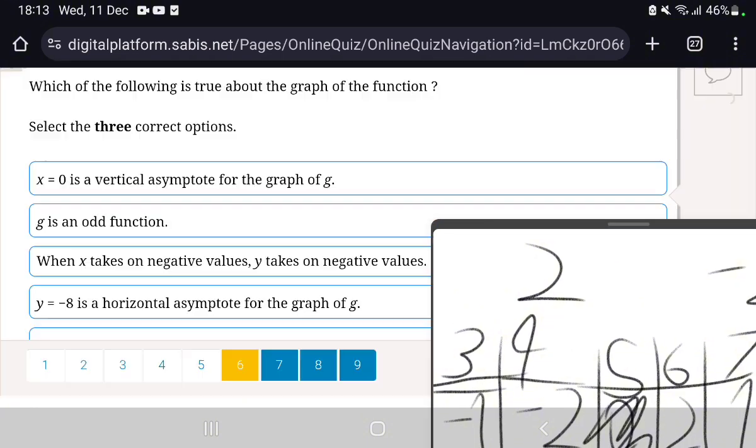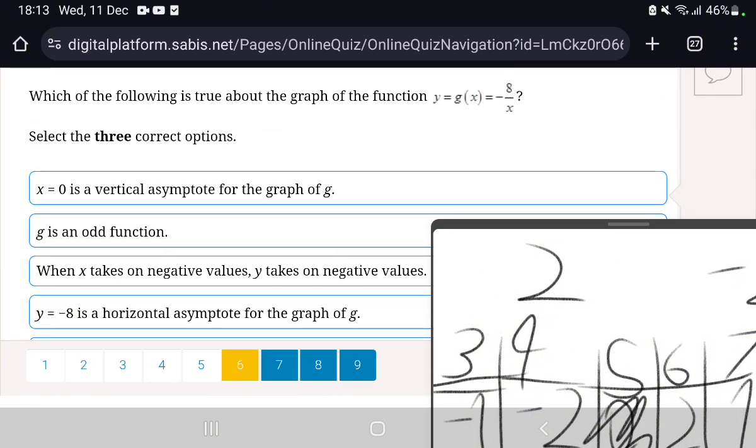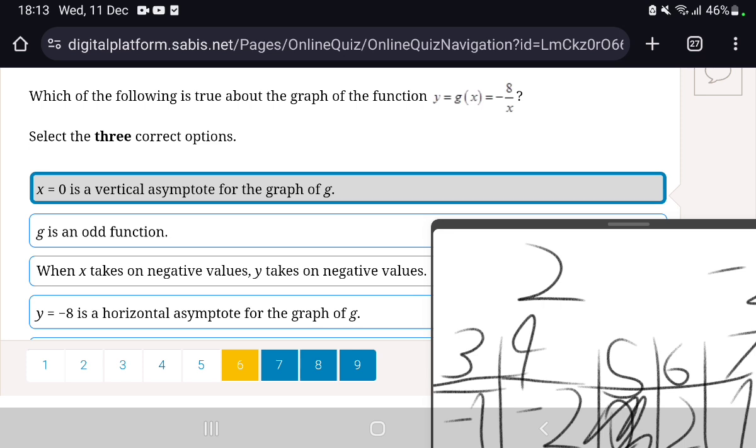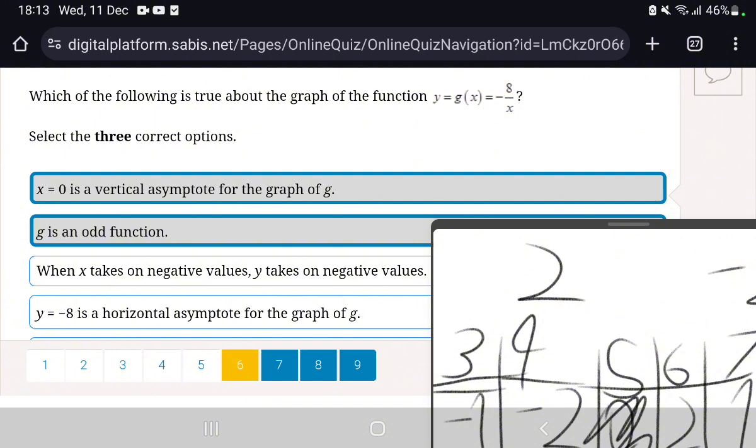Number 6. To find the vertical asymptote, we take whatever is the denominator equal to 0 and the first one is correct. And to find out if it's an odd or even function, we substitute x by 1 and negative 1. If we substitute x by 1, the answer will be negative 8. And if we substitute x by negative 1, the answer will be positive 8, so it's an odd function. And when x takes negative values, y takes on positive values.